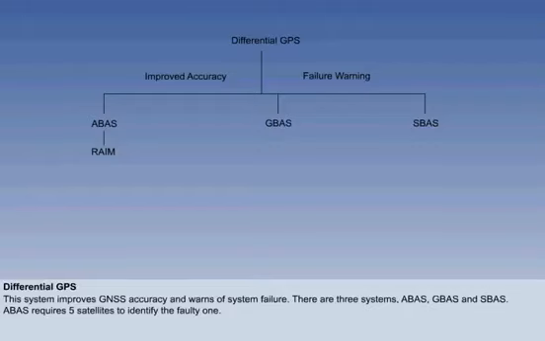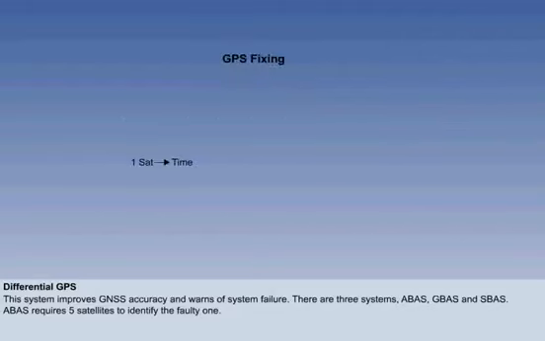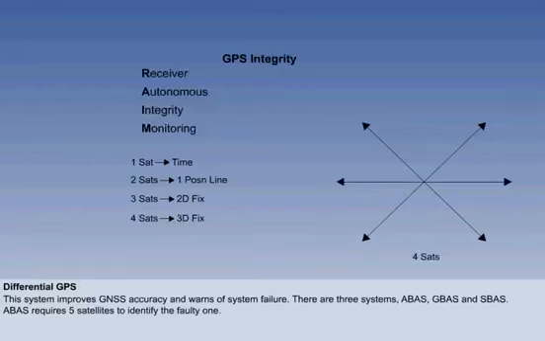Let's see why it's 5. 1 satellite gives you accurate clock time. 2 give you a single position line. In reality, they would be curved ranges, but we're drawing them as straight lines for simplicity. 3 give you a 2-position line fix, but no cross-check. 4 give you a 3-position line fix. The third one would give you 3D fixing.